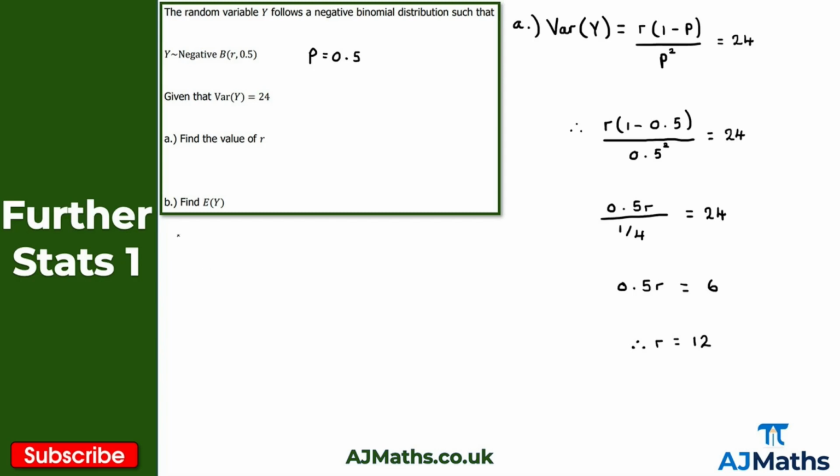Now for part B, we're looking to find the expectation of the random variable y. So for the expectation of y, remember this is simply r over p. Well, in this case, r is equal to 12. p is equal to 0.5. So dividing by a half is the same as timesing by 2. So 12 times 2 would give us 24. Okay. And there we have it. So that gives the solution to question 2.